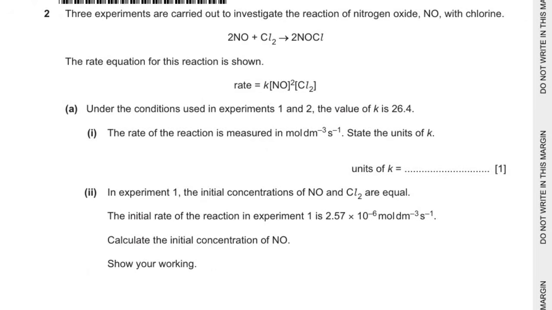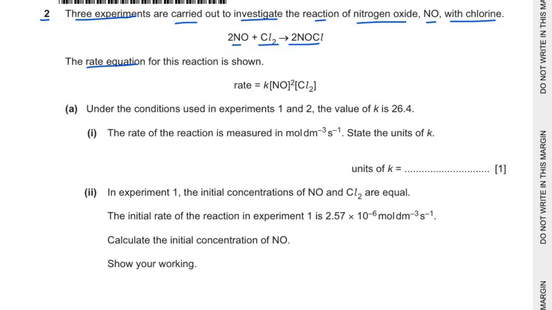Here we go with question 2, where 3 experiments are carried out to investigate the reaction of nitrogen oxide, NO, with chlorine. So here is the equation given, where nitrogen oxide reacts with chlorine to form nitrosyl chloride.